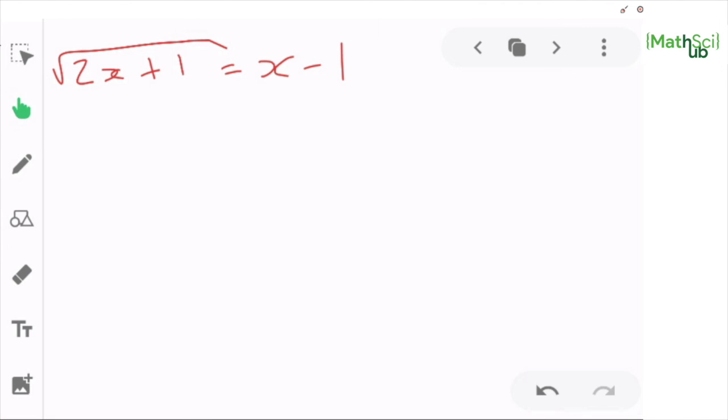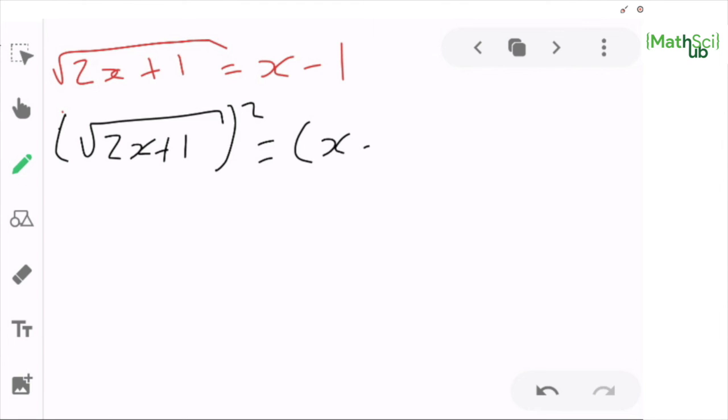Now, how do we get rid of this square root? We get rid of the square root by squaring the expression. Let's square the expression to get rid of our root here, meaning we're going to have 2x plus 1 squared. And remember, whatever we do on the left, we do on the right, meaning we have to square everything again on the right.